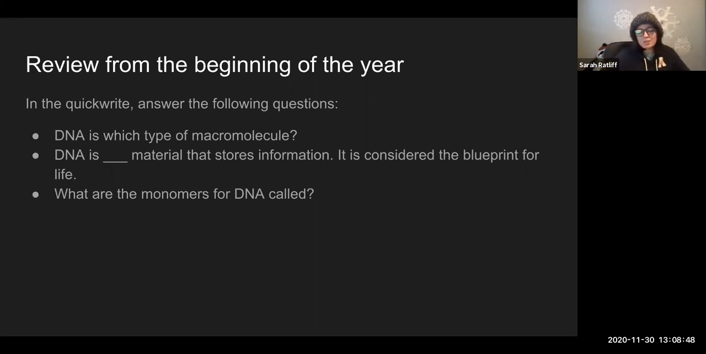Awesome. So there are four macromolecules. We got carbs, we got lipids, we got proteins, and this last category to which DNA resides, nucleic acids. Awesome. The NA part of DNA stands for nucleic acid. Written right in there. All right, and yes, DNA is a genetic material that stores information. It is considered the blueprint for life.